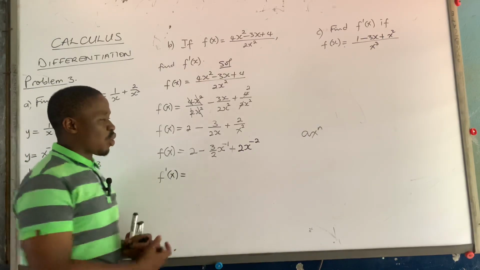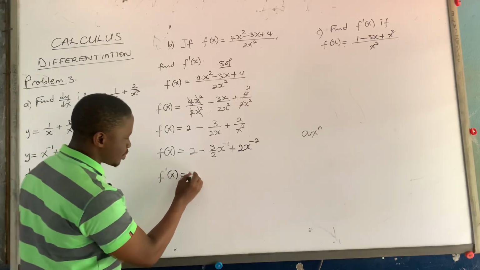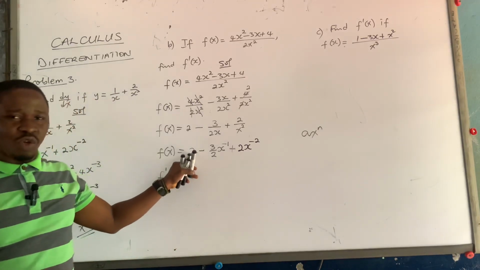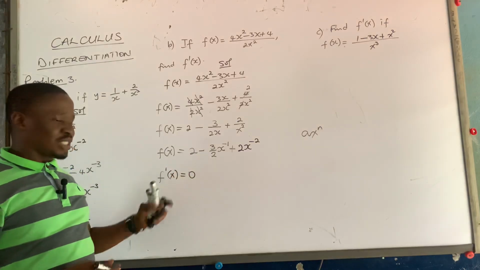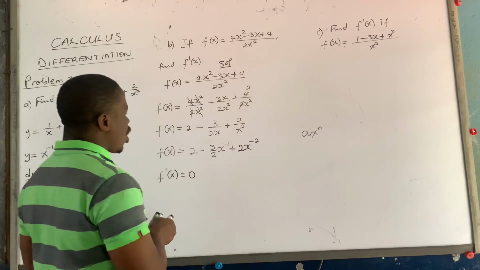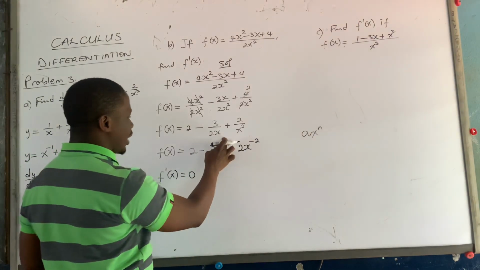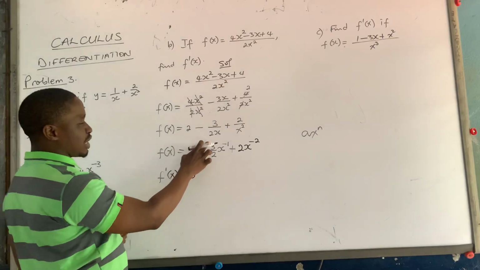So this one is a constant. Differentiating a constant is 0. How do we know that this one is a constant? Because it does not contain x. Alright, so we come to this. x is the variable. The power is minus 1. The coefficient is minus 3 over 2.